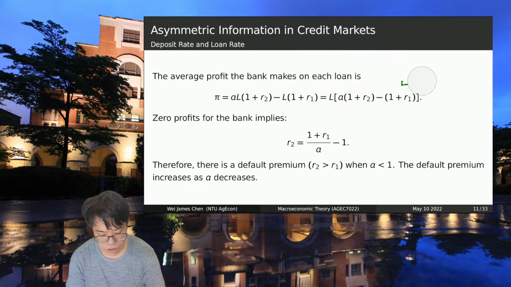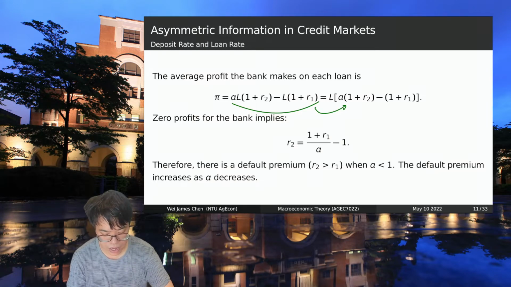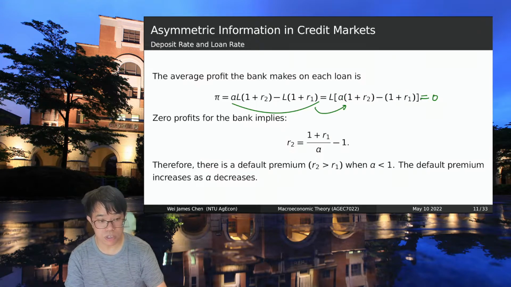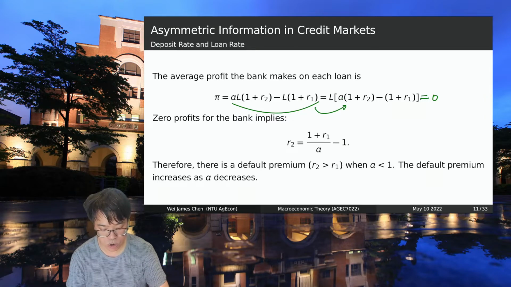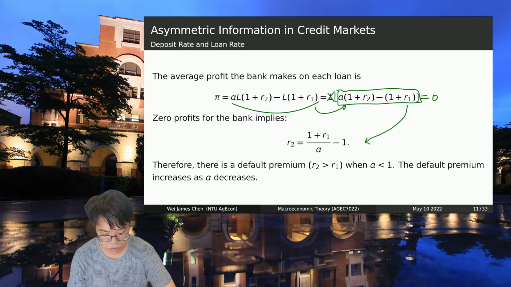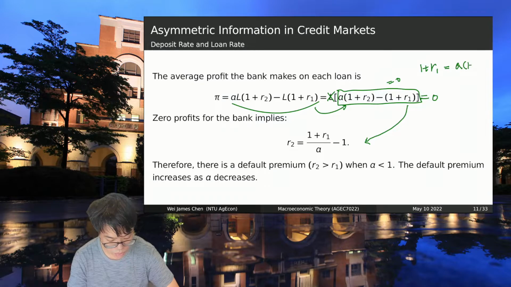So this is the profit, average profit or expected profit from the bank. You can simplify it as L times A times (1 plus R2) minus (1 plus R1). And if this bank has zero profit, the L doesn't matter. Basically, this needs to be 0. That basically means 1 plus R1 equals A times (1 plus R2), right?